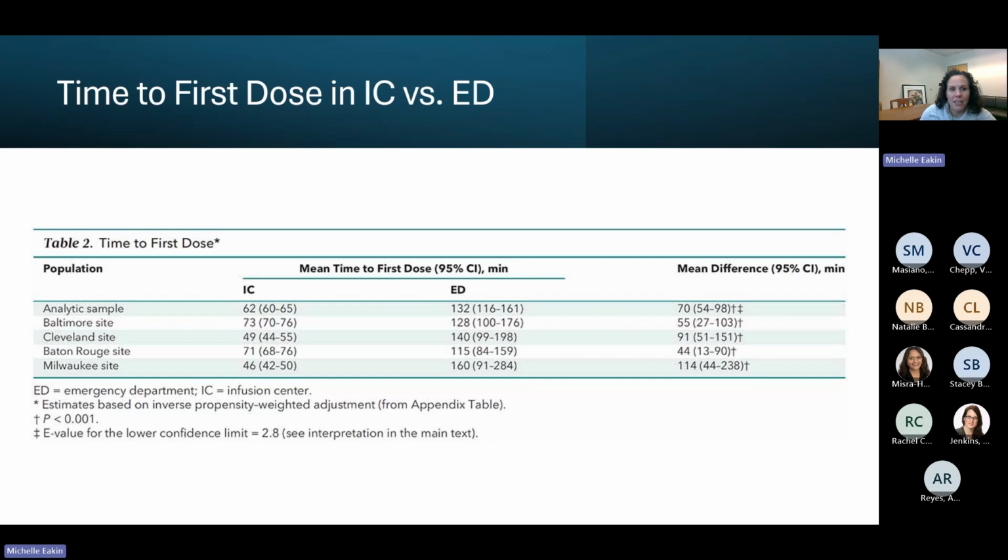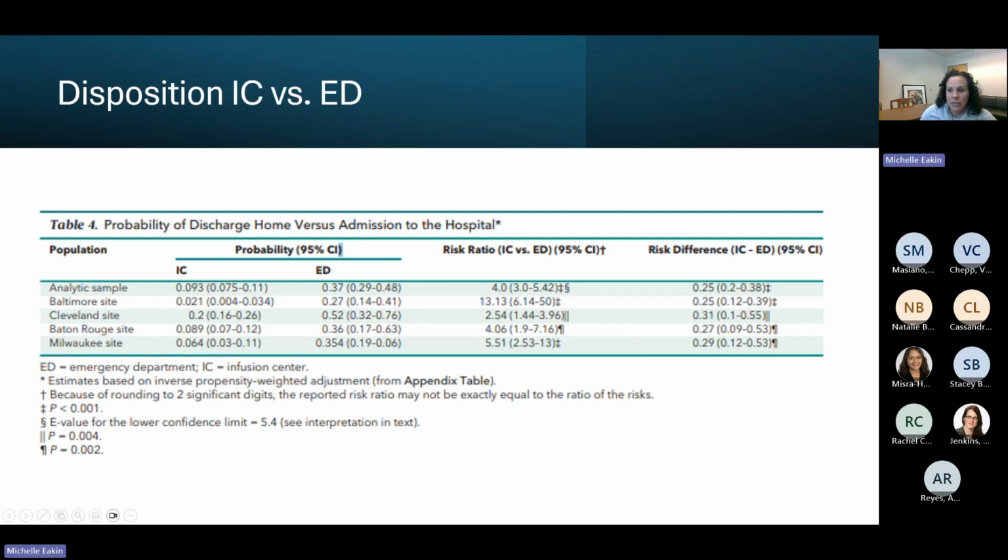For a patient in acute pain to be able to get their medications almost an hour earlier has a really big impact on their overall care, quality of life and well-being. We also saw that patients seen in the infusion center were 4 times more likely to be discharged home compared to going to the hospital, which has a really big impact on utilization, payers, as well as offloading our ED and inpatient beds, since they were able to get pain meds earlier, get managed, and be able to discharge home earlier.